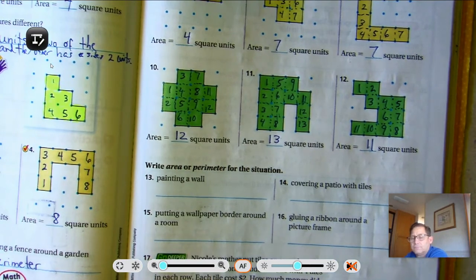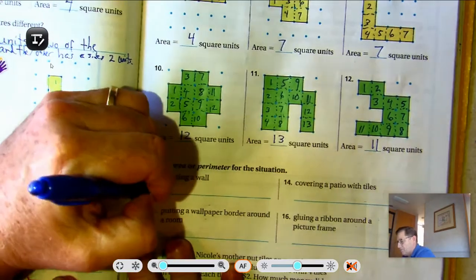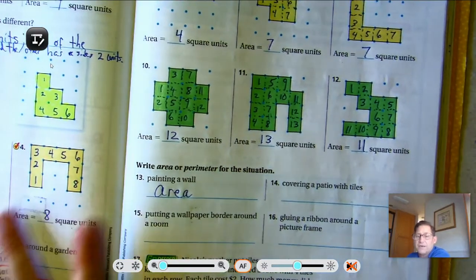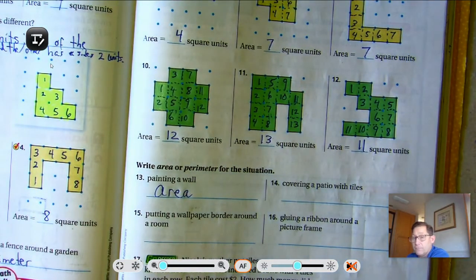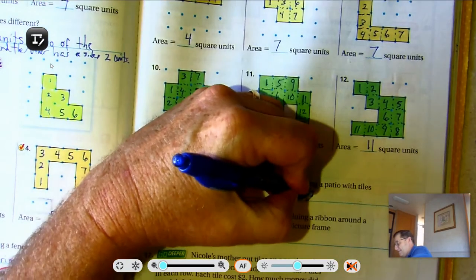Painting a wall. Think about that at your house. If you have paint on a wall, you don't just paint a little strip all the way around it, do you? Don't you paint the whole wall? Or half of the wall one color, another half another color. That bottom half, you're painting the whole bottom portion of that wall. That's the area. You're not painting a little strip. So area would be used to measure for painting an area of a wall. Covering a patio with tiles. If we're going to cover the whole patio, we don't want a border. So that's not perimeter. We want area.